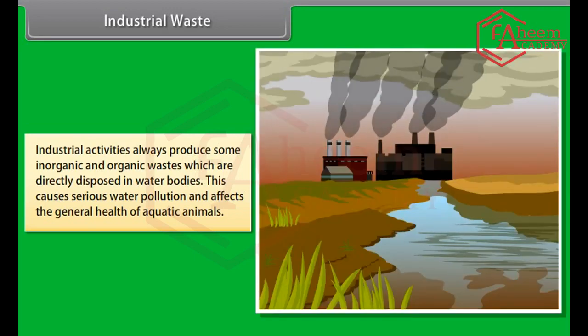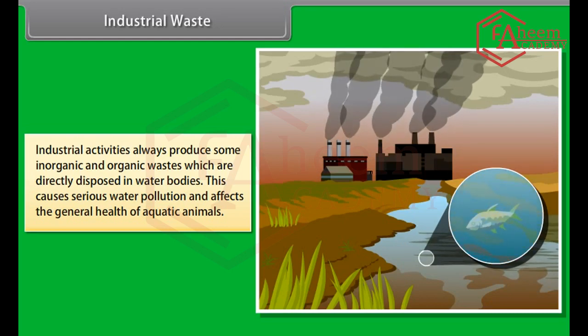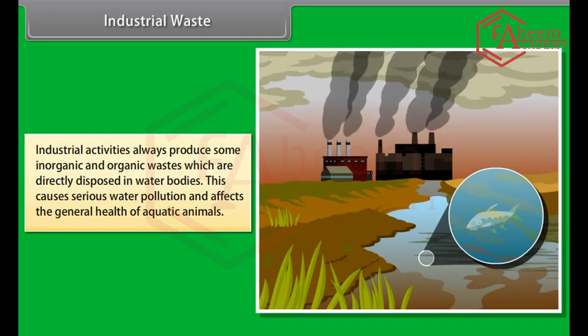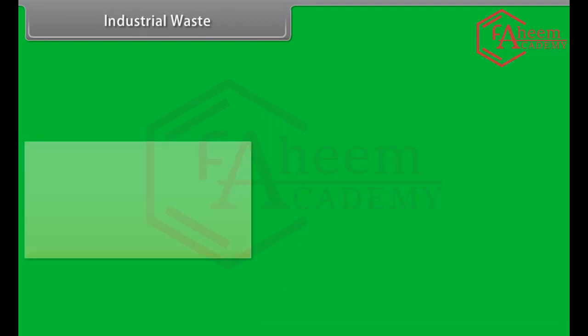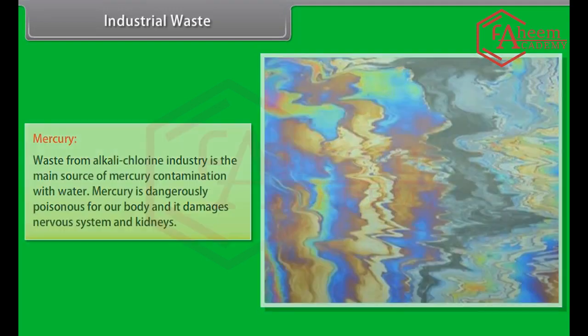Industrial waste. Industrial activities always produce some inorganic and organic wastes which are directly disposed in water bodies. This causes serious water pollution and affects the general health of aquatic animals. Effects of pollutive action of different metals are: Mercury. Waste from alkali chlorine industry is the main source of mercury contamination in water. Mercury is dangerously poisonous for our body and it damages the nervous system and kidneys.